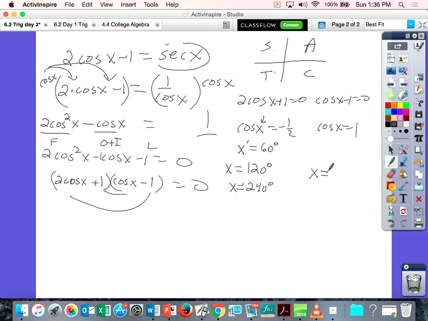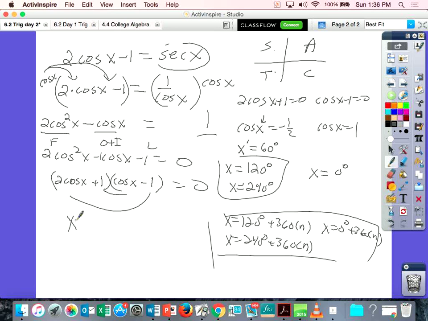And what angle has a cosine of 1? Well, that would be 0 degrees. So these would be your three angles between 0 and 360. Again, if you wanted to name all the solutions in degrees, it would be 120 plus 360n, 240 plus 360n, where n is an integer, and 0 plus 360n.